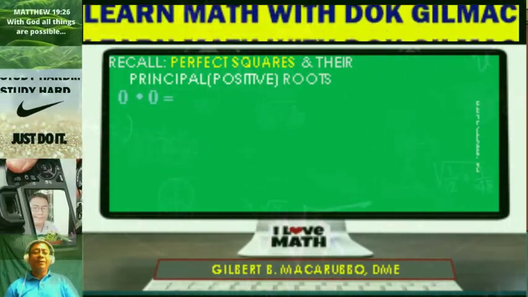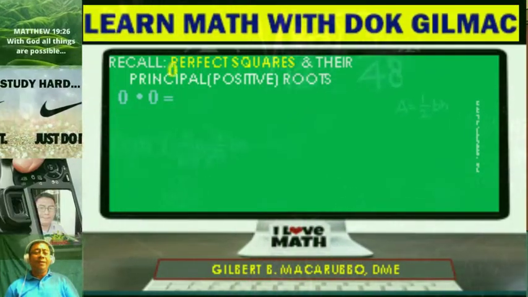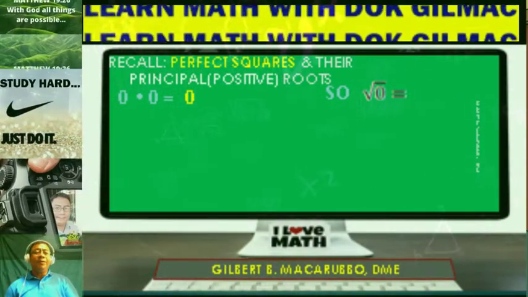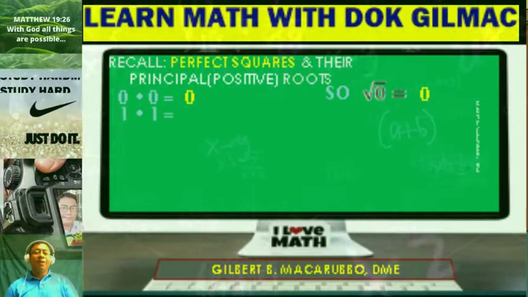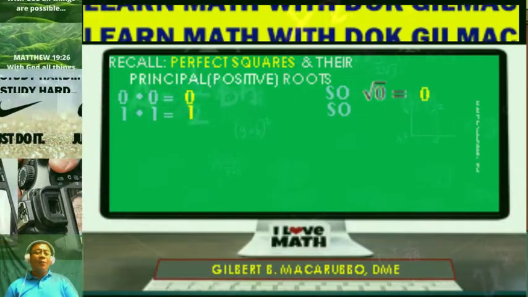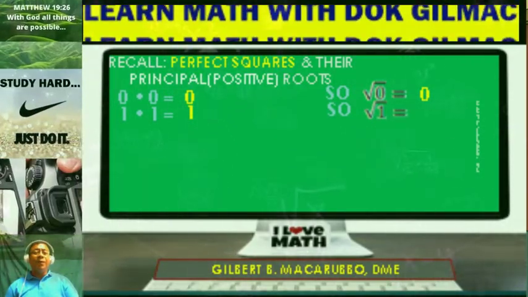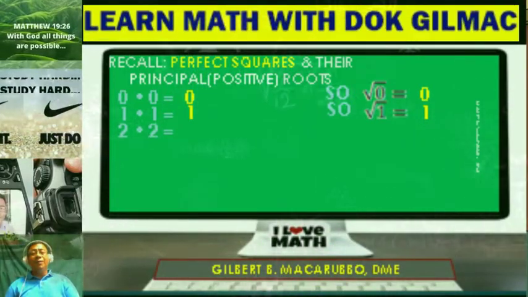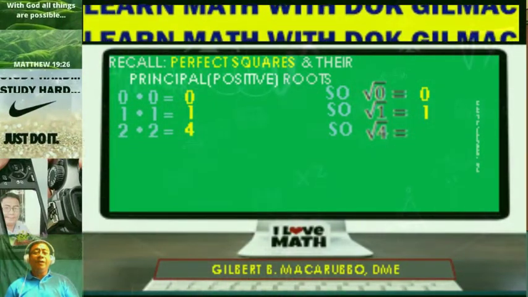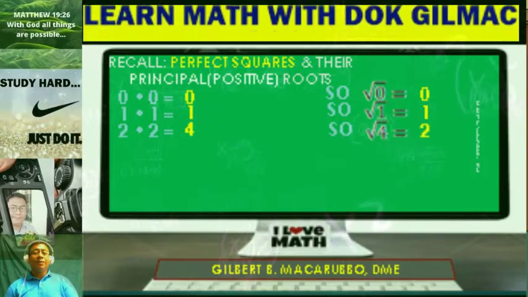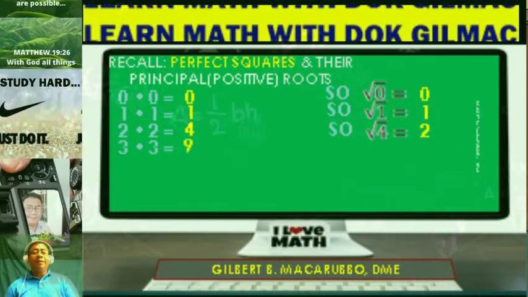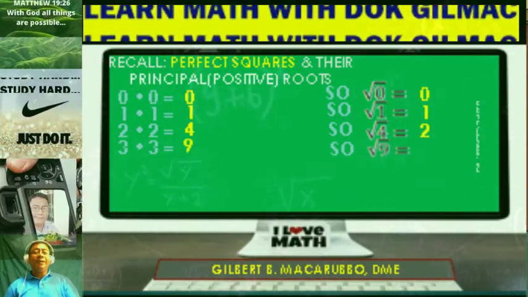0 times 0 is simply equal to 0. So, square root of 0 is equal to 0. 1 times 1 is equal to 1. So, square root of 1 is equal to 1. 2 times 2 is equal to 4. So, square root of 4 is equal to 2. 3 times 3 is equal to 9. So, square root of 9 is equal to 3.